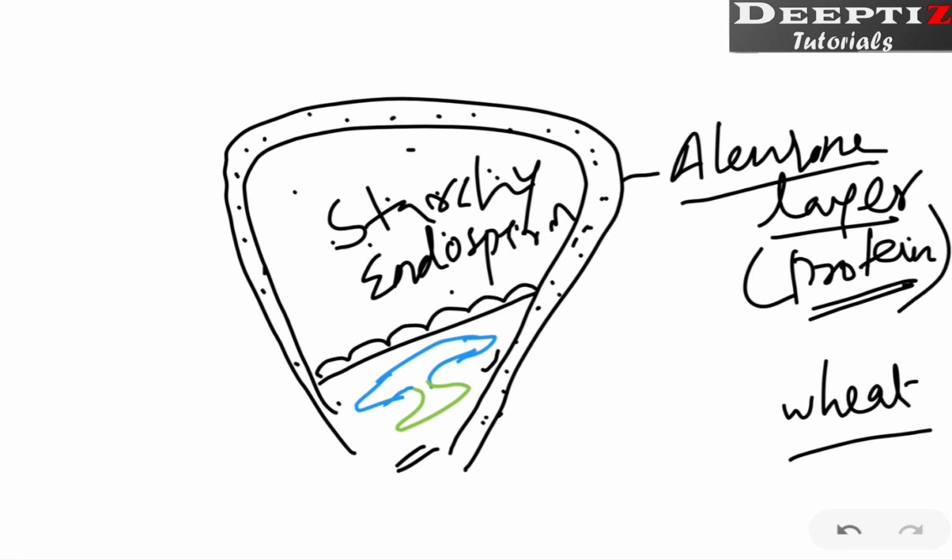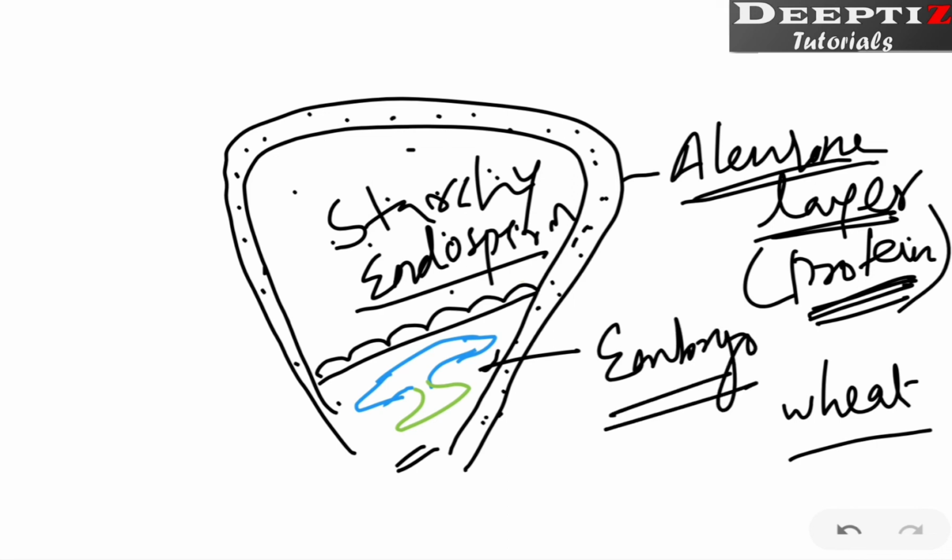Now this endosperm, which acts as food, has an outer layer called the aleurone layer which has protein, and an inner layer which consists of starch, the starchy endosperm. Now where is our embryo? This is our embryo which has developed. Now why do we call this scutellum? Even though it has very little food, why do we call it the food-giving cotyledon? Cotyledon supports the embryo.